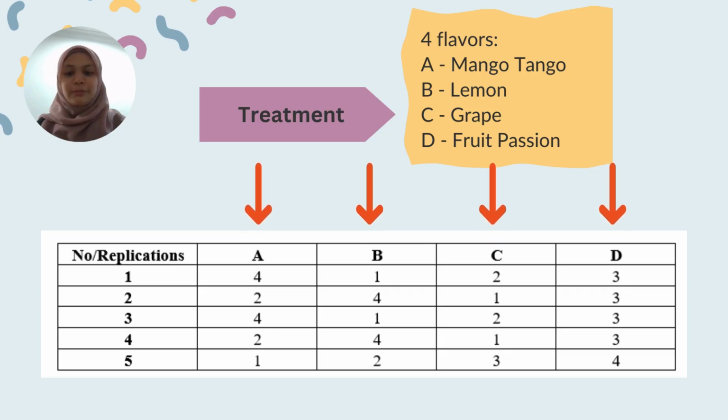So the first component is treatment. There are four treatments used in this experiment, which represent the four flavors of the fruit drink. So A is mango tango flavor, B is lemon flavor, C is grape flavor, and D is fruit passion flavor.